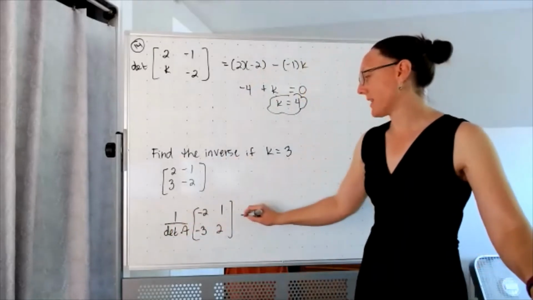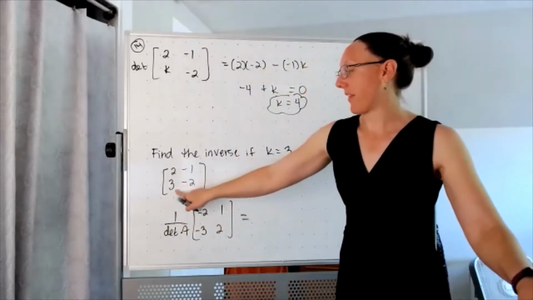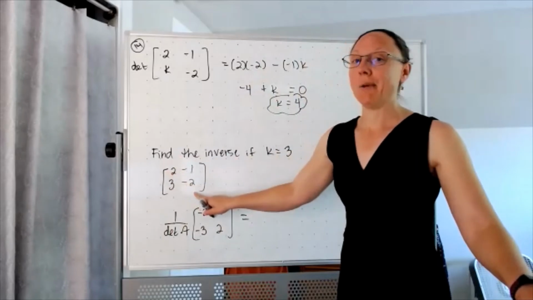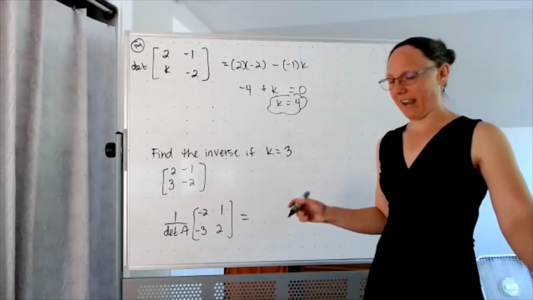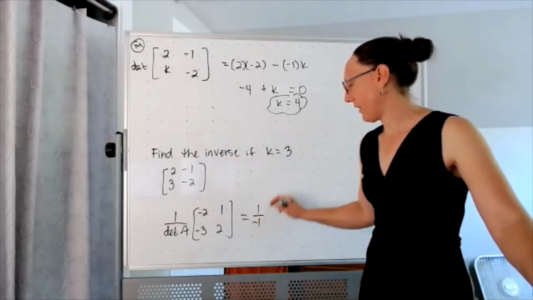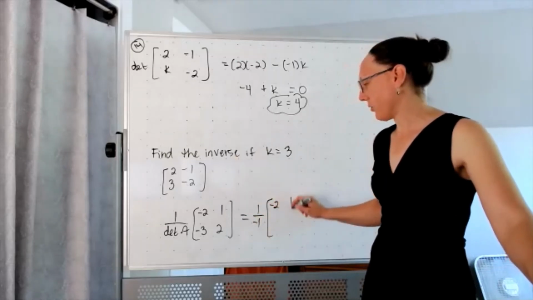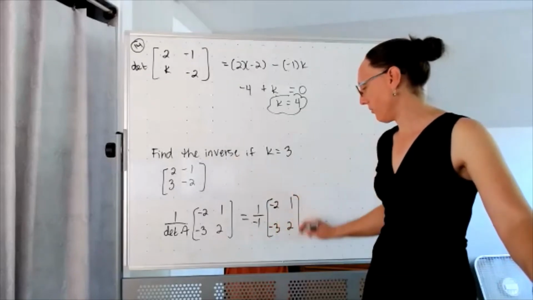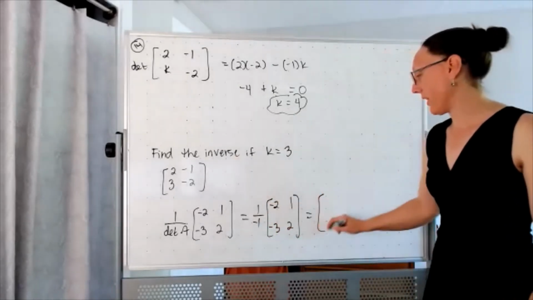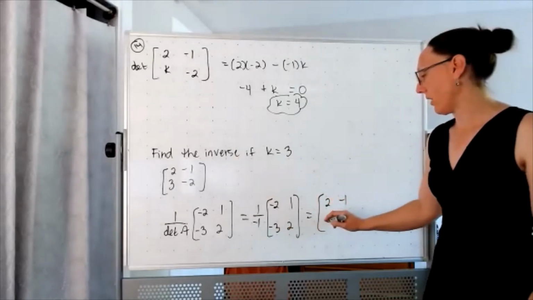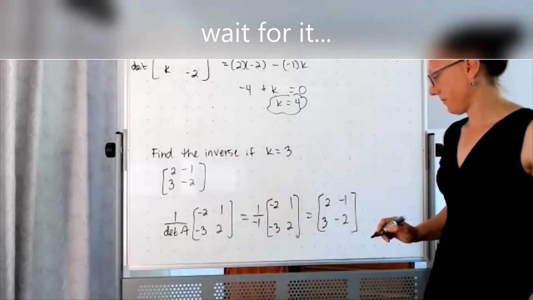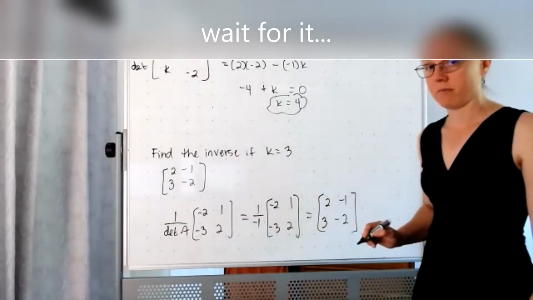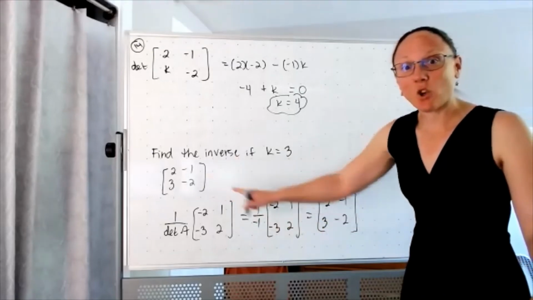Well, our determinant, if we have 3 in there, I'm looking at -4 minus -3. So that should work out to be overall a -1. So I'd have 1 over -1 times [-2, 1; -3, 2]. And if we distribute the -1 in, that's [2, -1; 3, -2]. That thing's its own inverse.